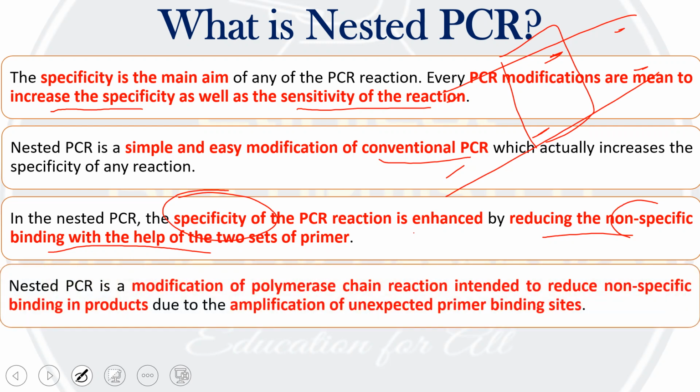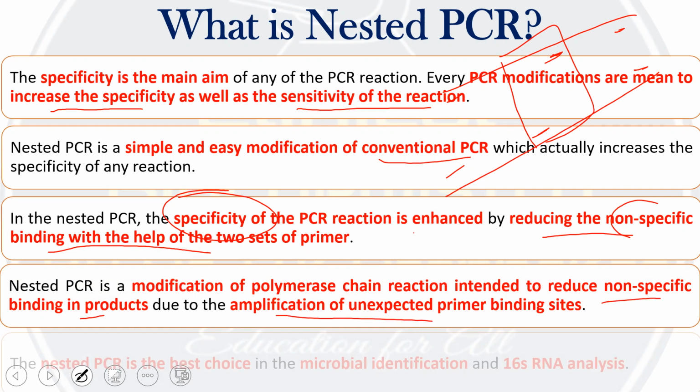There we are going to use two specific primers, meaning two sets of primers. In conventional PCR we use only one set, one pair of primers, but in nested PCR we are going to use two sets of primers. So nested PCR is a modification of PCR intended to reduce non-specific binding in the product due to the amplification of unexpected primer binding sites.